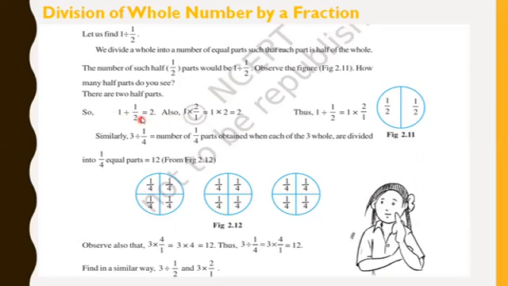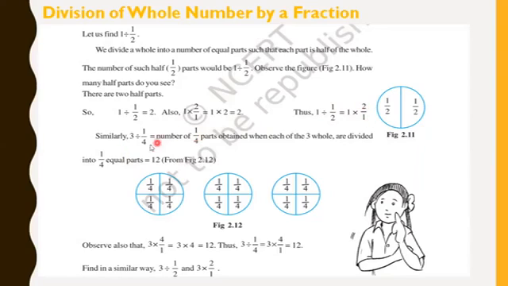So why do we write the reciprocal? Because this divided by changes into multiplication: 1 into the reciprocal of 1 by 2, which is 2 by 1. So 1 twos are 2 by 1. 1 into 2 you will get 2, 2 by 1 equals 2. So here 1 divided by 1 by 2 equals 1 into 2 by 1.